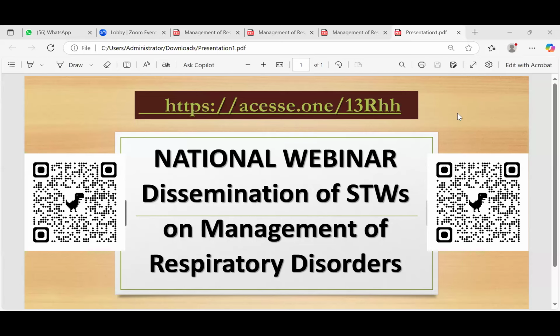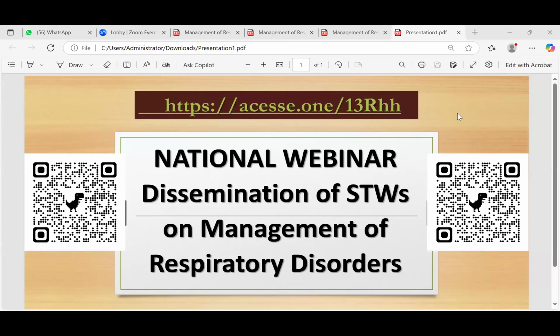So with NCD accounting for approximately 63% of all deaths in India, their prevalence rising rapidly, especially in the rural area, widespread adoption is essential for scaling up effective prevention, early detection and management strategy, ultimately reducing morbidity, mortality, and financial burden of families and the health system.